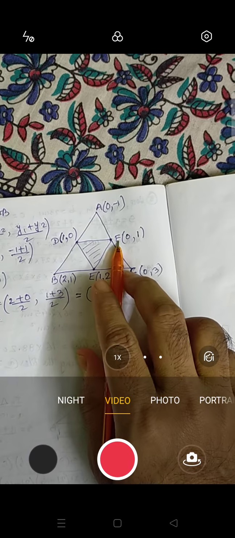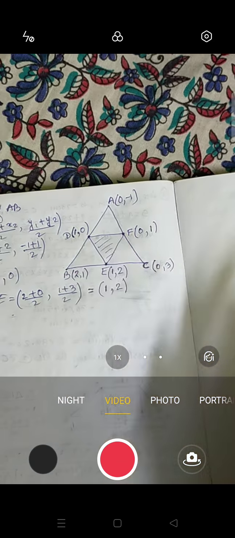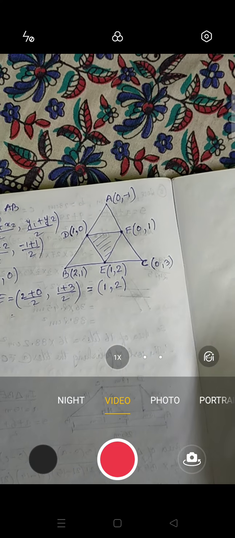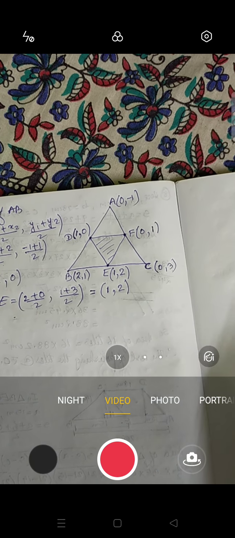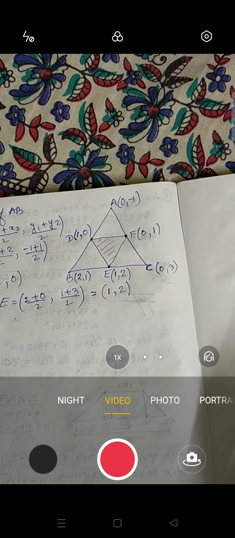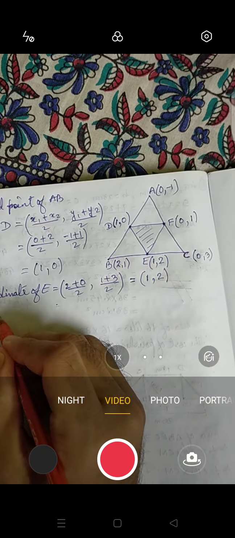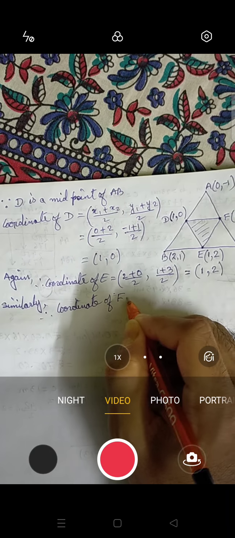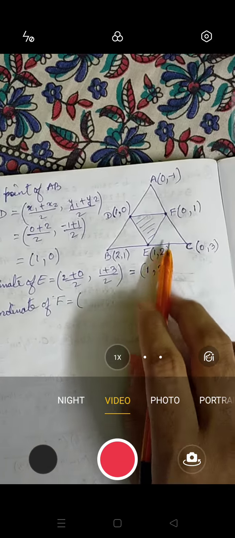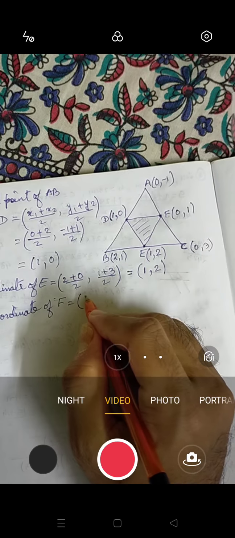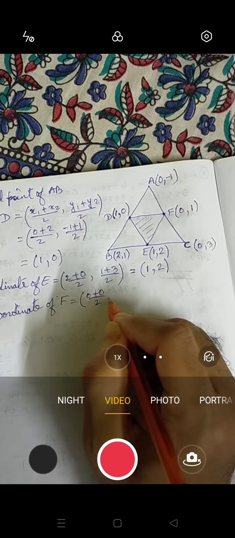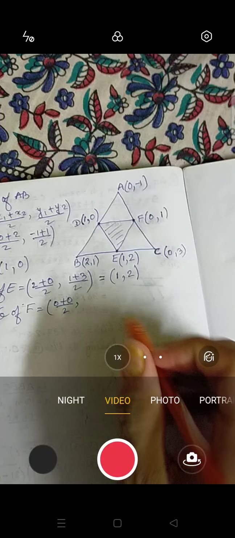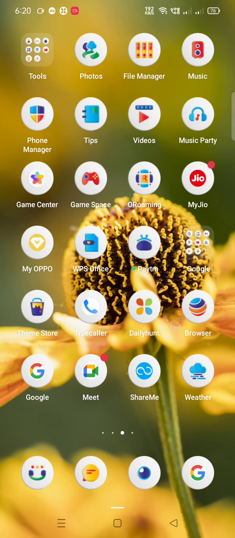F is the midpoint of AC. Therefore, coordinate of F equals to, again I will write directly 0 plus 0 by 2, minus 1 plus 3 by 2.